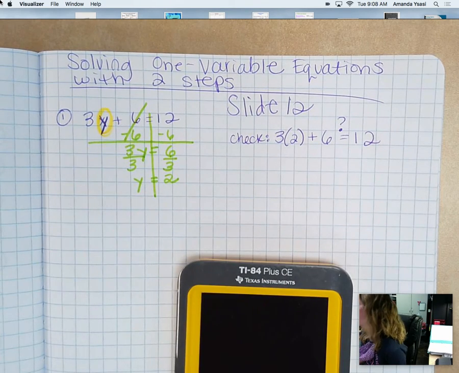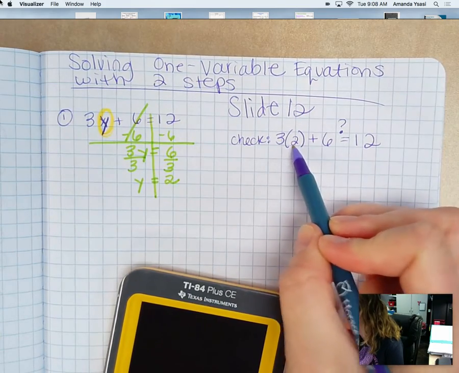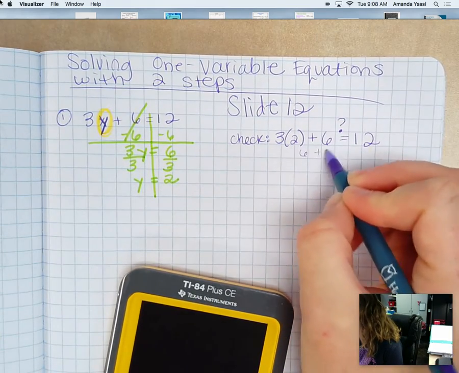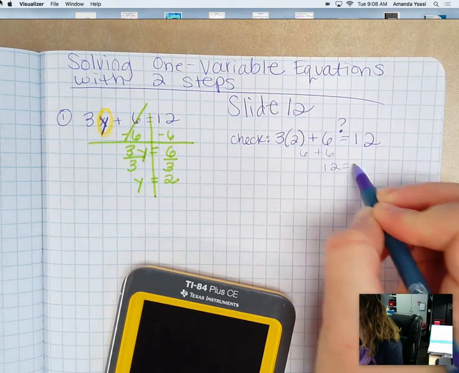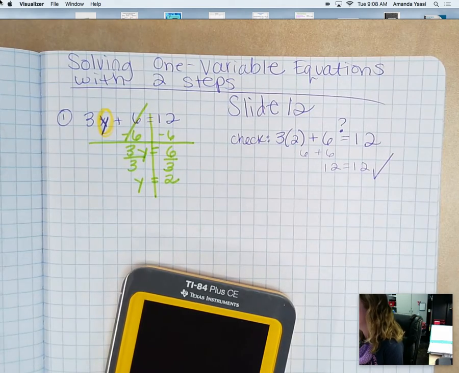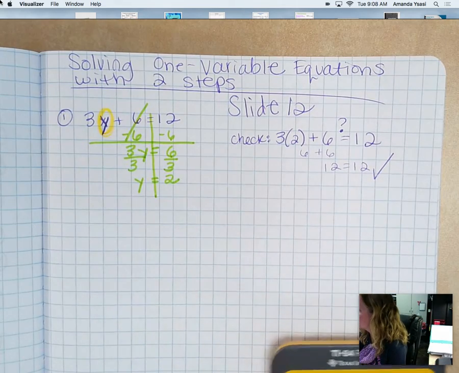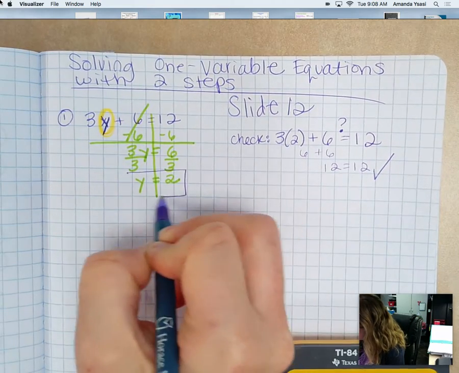We can do this one in our head. We don't even really have to do it using the calculator. What's 3 times 2? 6. What's 6 plus 6? Does 12 equal 12? Okay, so we did it right. So our answer is y equals 2.